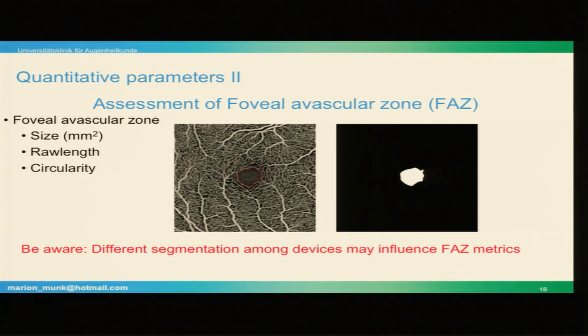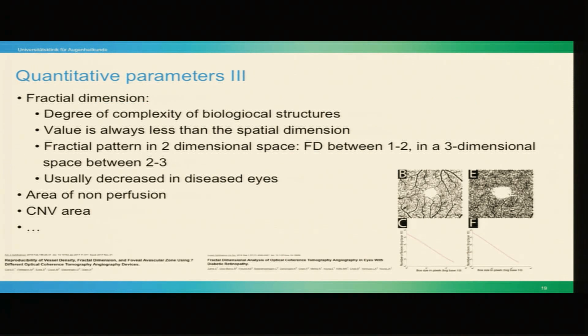Another quantitative parameter to evaluate is the foveal avascular zone in terms of the size, raw length, and circularity. And again here, due to the fact that you have different segmentation lines, these metrics may differ among the devices. Another quantitative parameter which is often evaluated is the fractal dimension. It usually shows you the degree of complexity of biological structures, and it's usually decreased in diseased eyes.